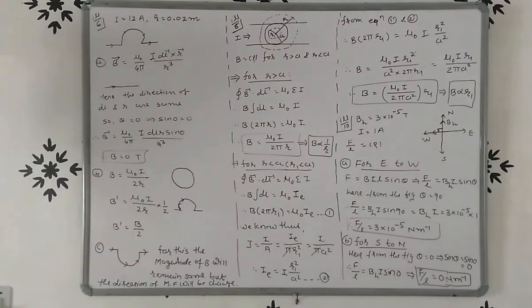Right? So here we can say that when finding the force per unit length, if the direction is the same, then theta will be 0, and if they are perpendicular to each other, then theta will be 90.